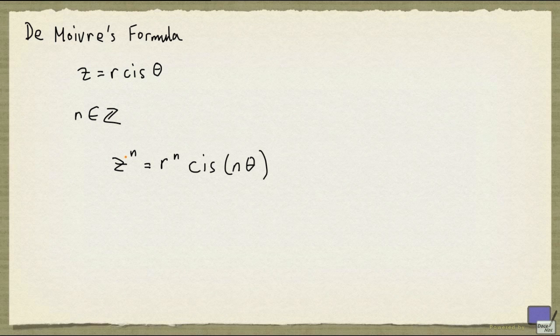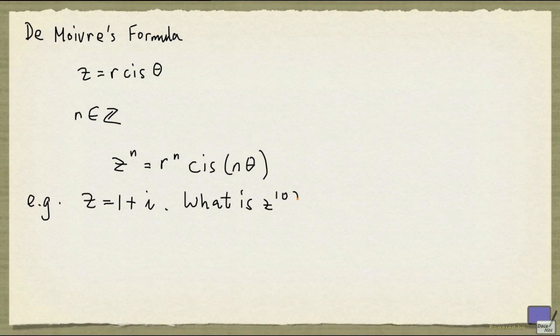This formula simplifies computing powers of a complex number, provided you have the polar form of the complex number. So let's take a look at an example. Suppose that z is 1 plus i. What is z to the 10?